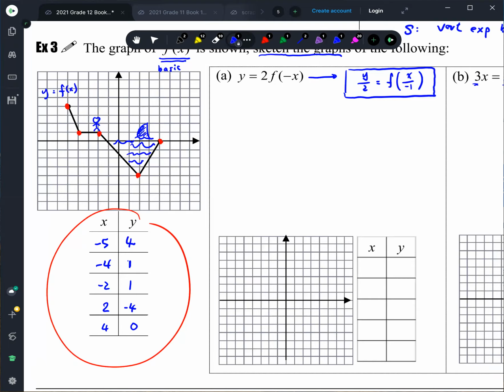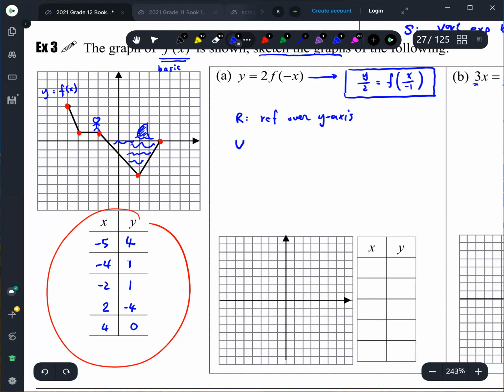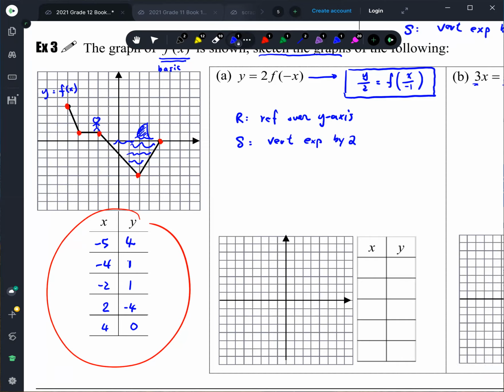Let's see. Philip, how do we describe this one? Reflect over the y-axis and vertically expand by 2. Okay, vertically expand by 2. Very good, that's perfect. Expand by 2. Okay, so please write the description down as well.